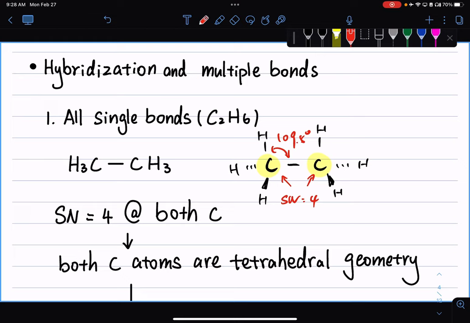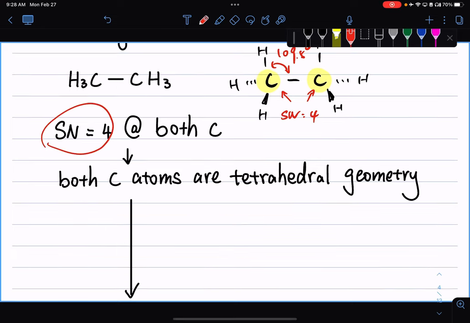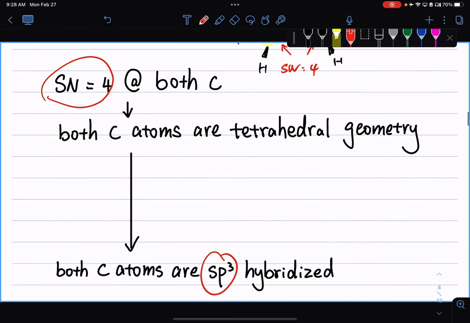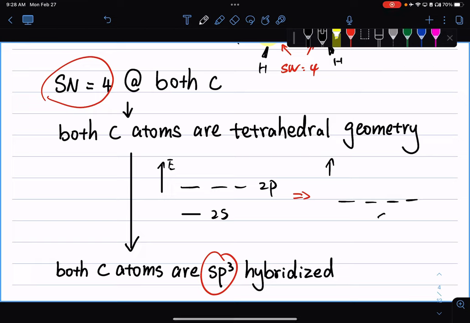With that in hand, you can calculate the hybridization on your carbon center. So steric number equals 4. That tells you all carbons are sp3 hybridized. So what that means is, you start from 1 s and 3 p atomic orbitals, and this hybridization makes 4 sp3.